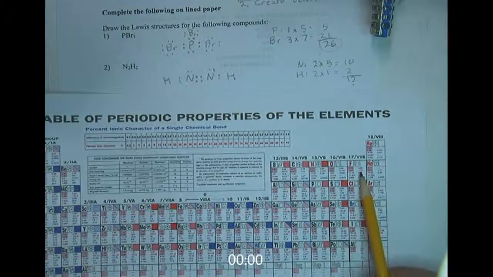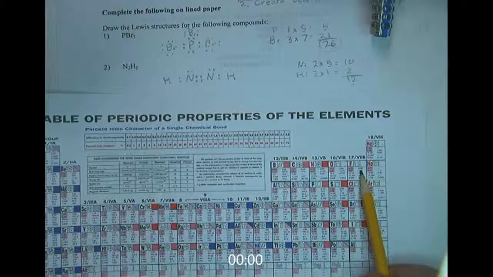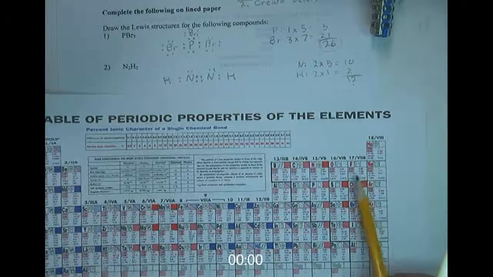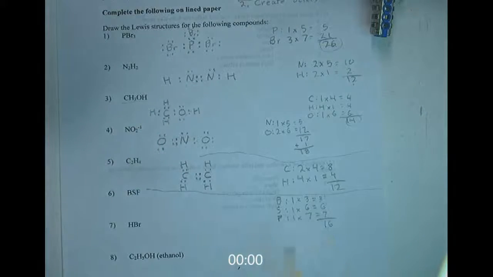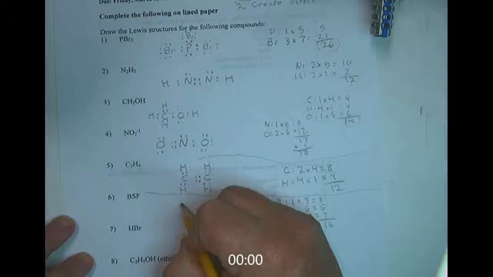And for fluorine, the highest electronegativity of all, it's almost 4. That's almost as high as you get at 3.98. So the lowest electronegativity was the 2.04 of boron. So that one should go in the middle. And in fact, it does.